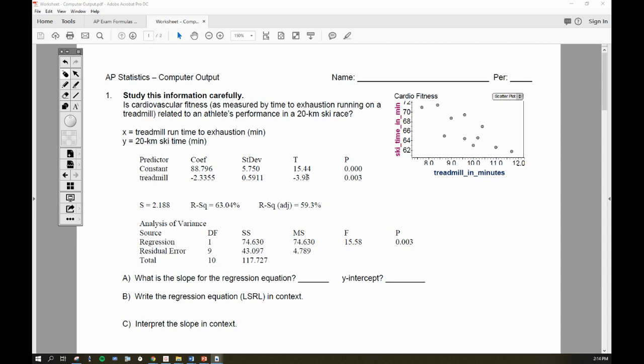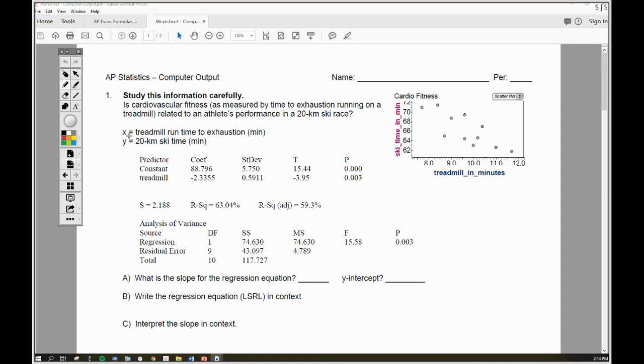But here's a computer printout. This is what these are going to look like for us in general. So I have X and Y defined already for us, which is nice. Treadmill time and ski time. And then we're looking at a lot of stuff that the computer just spits out to us. Here I have a scatter plot. Often I'll also have a residual plot. Notice that I see a linear pattern in the scatter plot, so I think a line is appropriate. And we look for the slope.